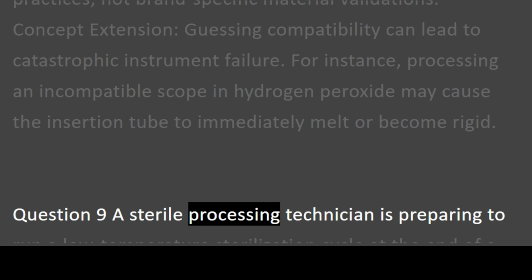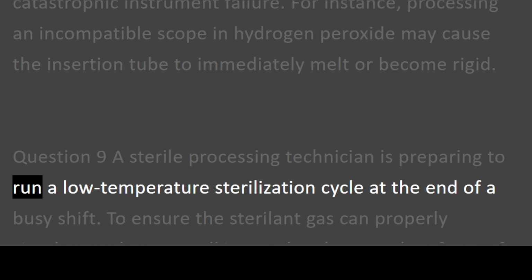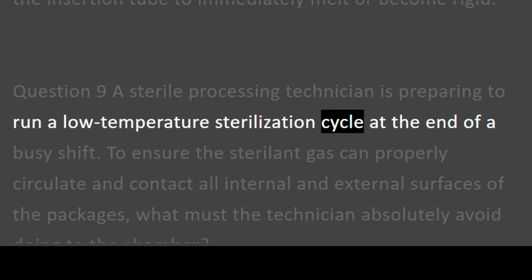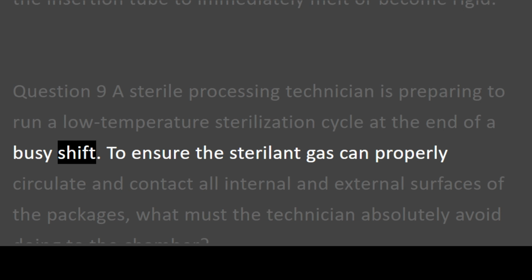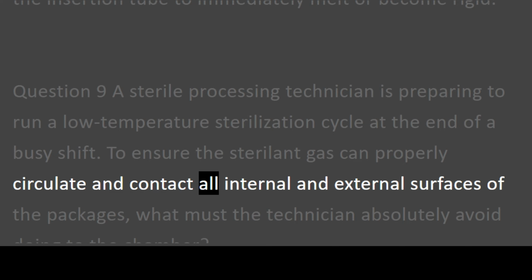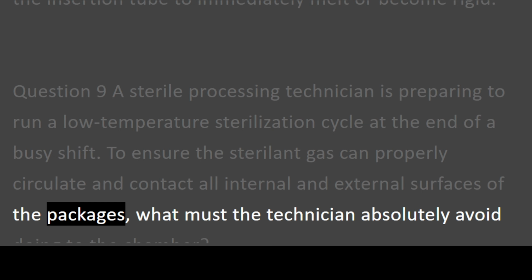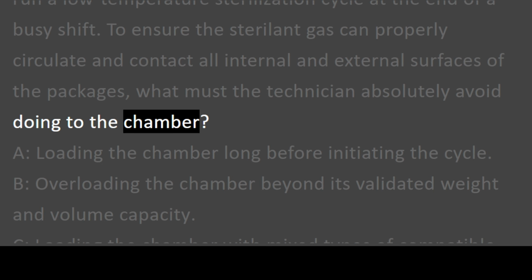Question 9. A sterile processing technician is preparing to run a low-temperature sterilization cycle at the end of a busy shift. To ensure the sterilant gas can properly circulate and contact all internal and external surfaces of the packages, what must the technician absolutely avoid doing to the chamber?